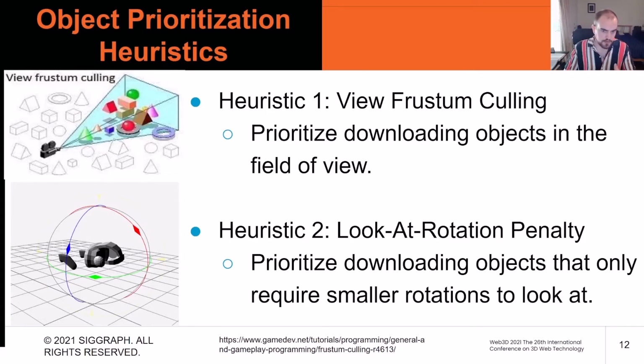The second heuristic that we came up with was when we had the idea of, well, if we download all the objects that are in view first, that's great, but what about all the objects that aren't in view yet? Which one should we prioritize over others? The general idea behind the second heuristic was objects that are closer to the center of the field of view are more likely to become visible than the ones that are further away. So we assign a simple look-at rotation penalty. How far would a user wearing a headset need to move their head in order to see the object that's out of view, and penalize it based on how large that rotation is. We then combine these two heuristics into a final score and use that to sort the object requests.